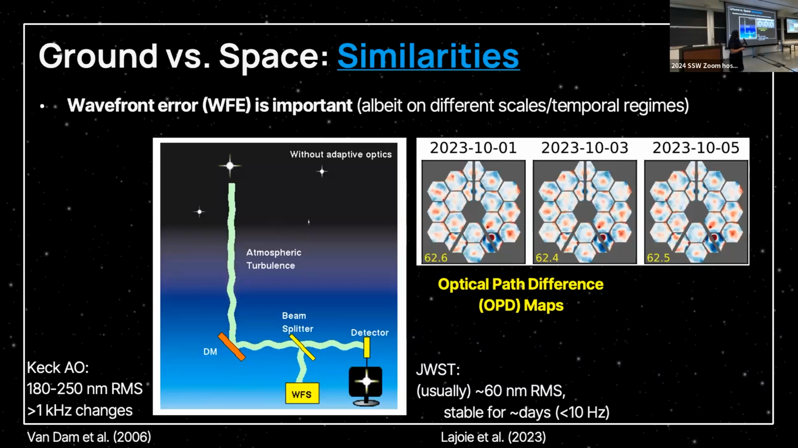So here are some optical path difference maps for JWST taken last October. And here we're seeing a wavefront error on the order of about 60 nanometers RMS. And this is stable on the order of days. These are multiple separate days of observation on JWST.